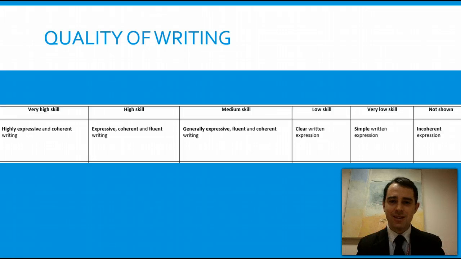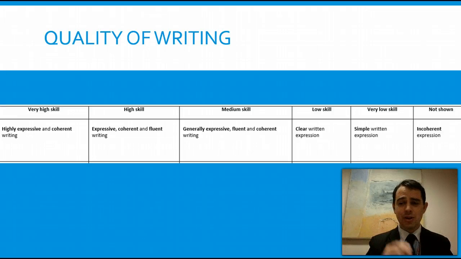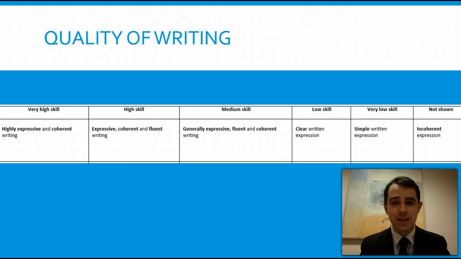And saying what you mean can be very tricky. So notice here, and I think this is quite crazy, the very low skill has simple expression, but the low skill has clear. So in order to get a low skill, one of the lowest categories, you need to write clearly, which is a pretty big deal. Writing clearly can be hard sometimes. And as it goes up, generally expressive, coherent, and then highly expressive. One thing I'll say there as well is that coherence talks about the structure of your piece. The expressiveness is about the vocabulary that you use, and the fluency is about the quality of your grammatical structures, so your sentence structure and things like that.